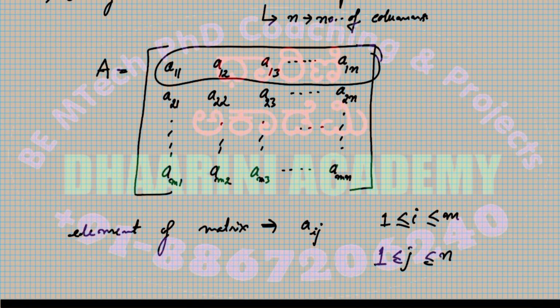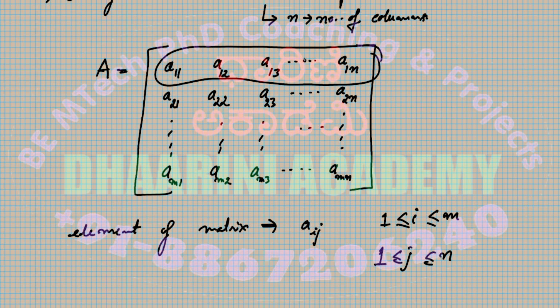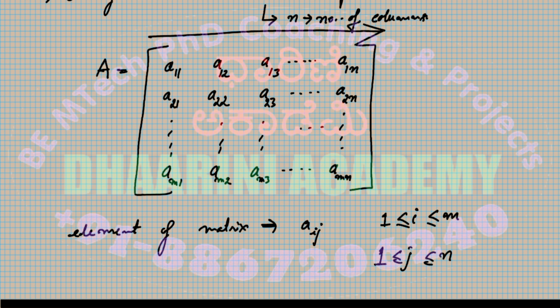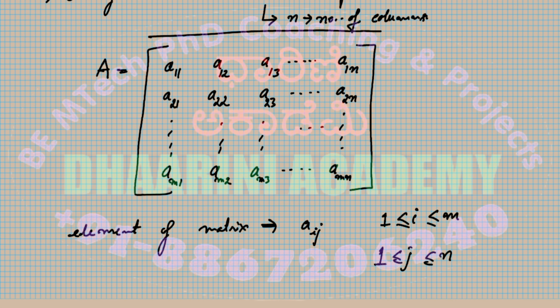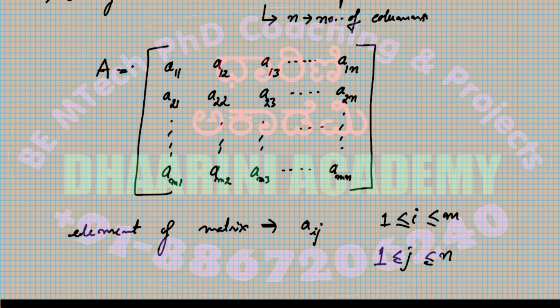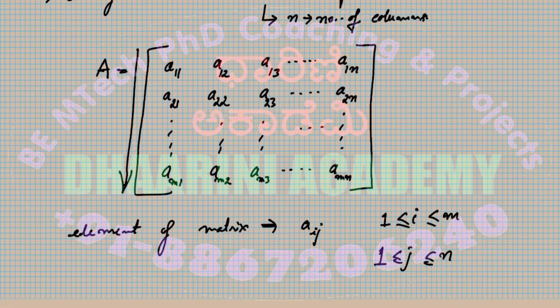All right. So as we change the j value, we are moving in a column from left to right. At the same time, if you are looking at i, then you are moving from top to bottom. Okay, all right. So that's how Aij is used to represent the elements of a matrix.